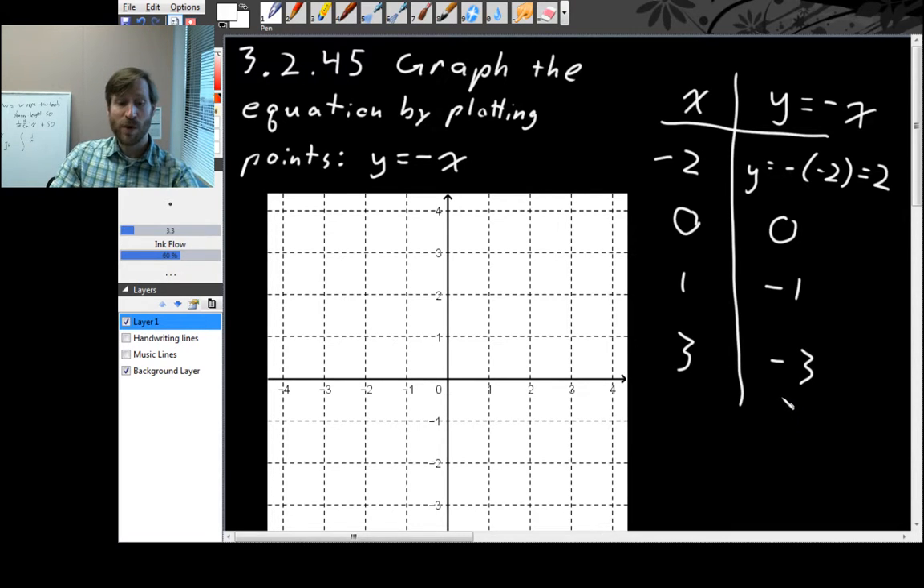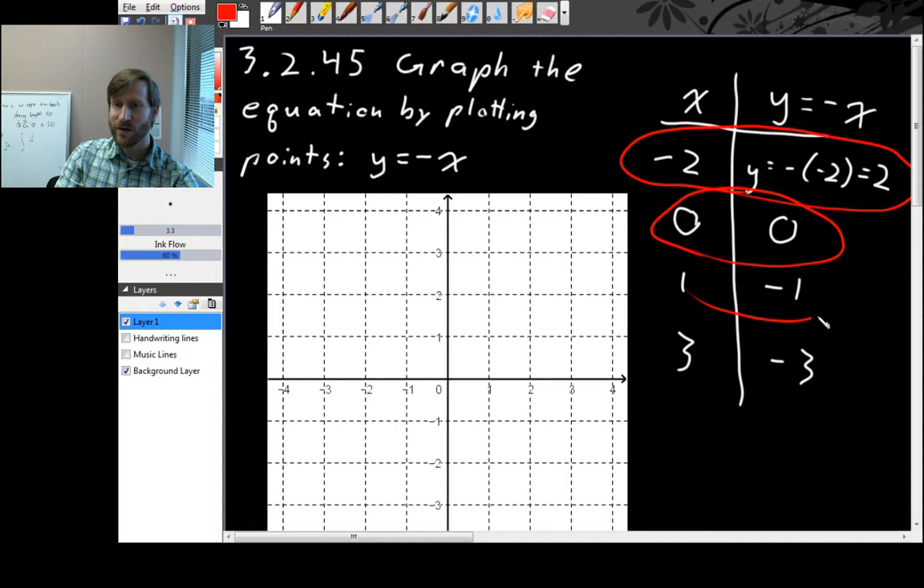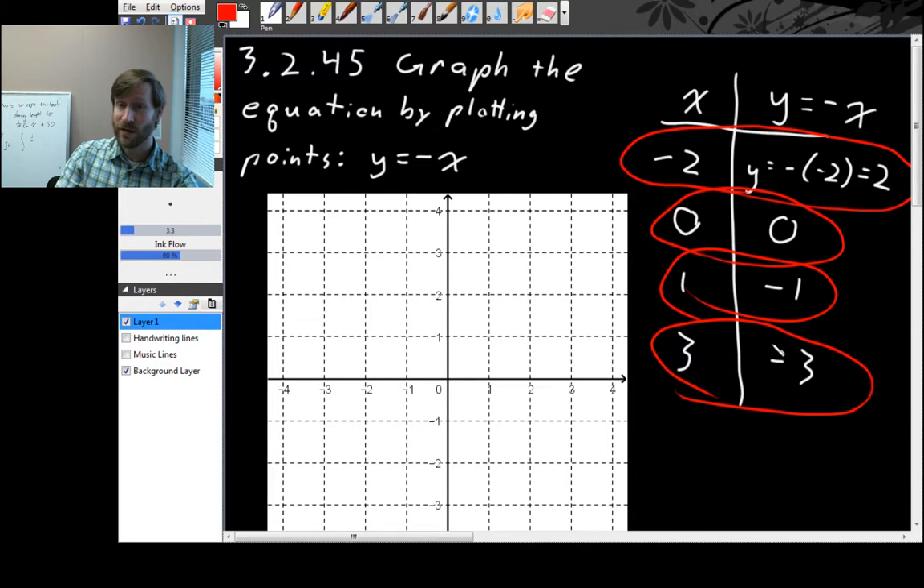Now each of these points here, -2, 2, here, here, and here, these each give us an ordered pair, and each ordered pair is a point on the plane. So for this first one, we get the ordered pair (-2, 2). And remember, whenever you're plotting a point on the plane, the first coordinate is an x value, and the second coordinate is a y value. So we need to find the point on the plane with x coordinate -2 and y coordinate 2.